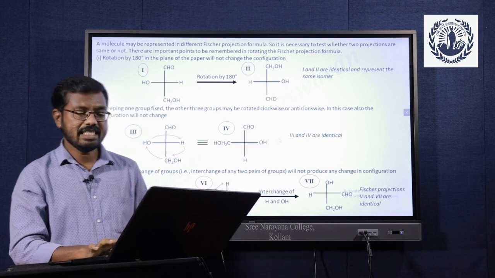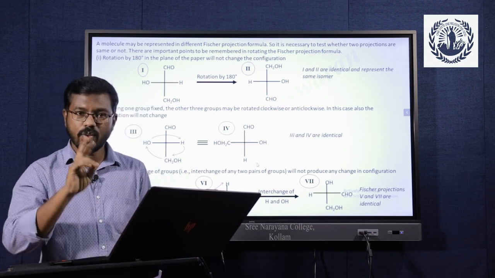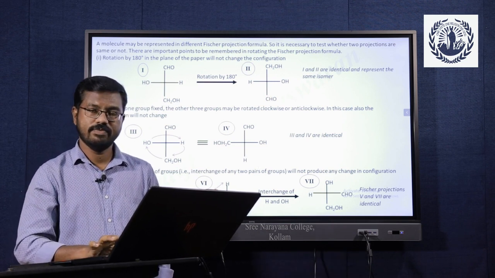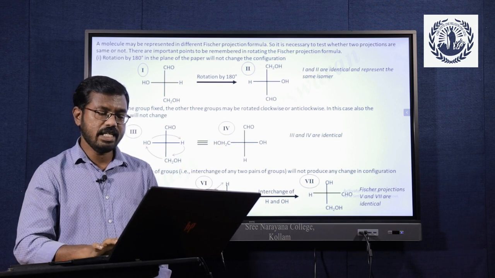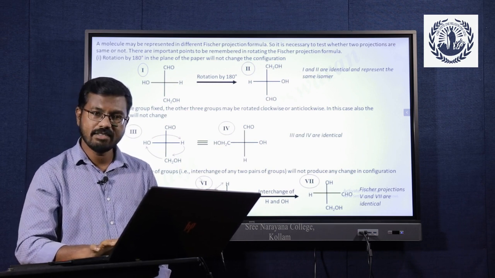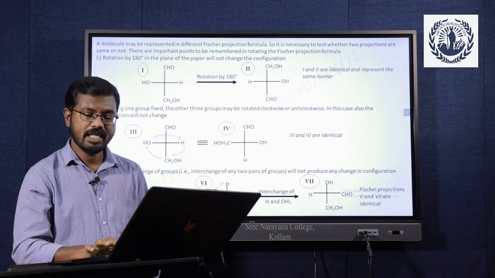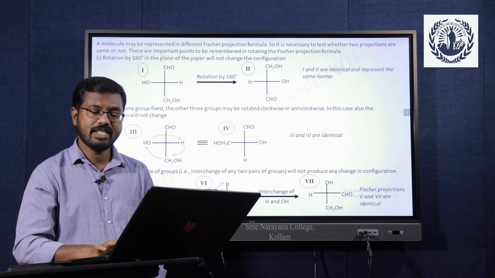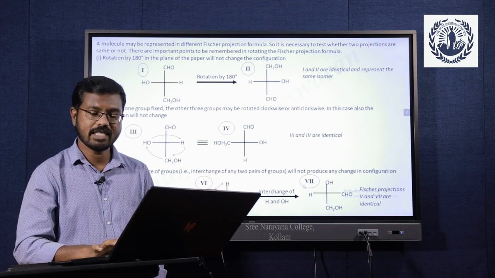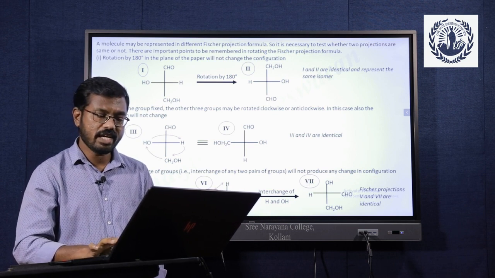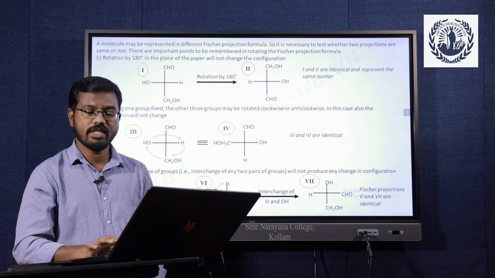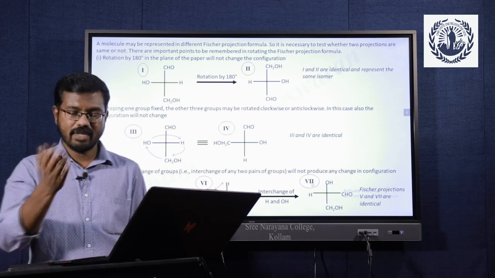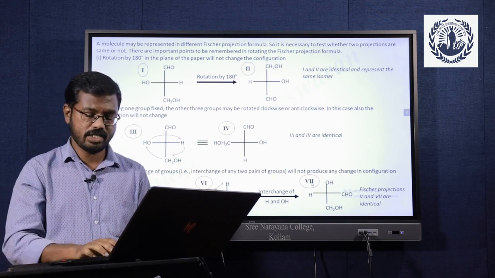Now, the third method is double exchange, meaning 2 times we will do the exchange. For example, in the fifth structure, here I have exchanged CHO and H. So, we will get the sixth structure, and here I have exchanged H and OH. So, we will get the seventh structure. So, here structure 5 and structure number 7 are identical. This we will use while giving the configuration.